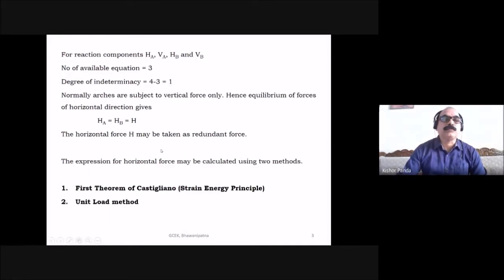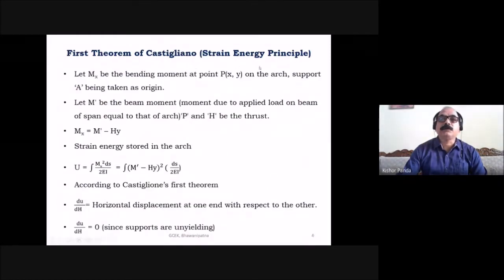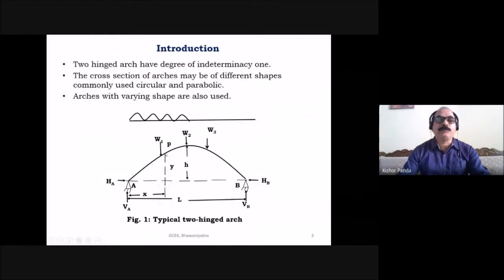First we'll discuss the first theorem of Castigliano, also called the strain energy principle. Let Mx be the bending moment at point P(x, y) on the arch. Let us take one point P here. This point is at a horizontal distance x from the support, and a vertical distance y from the horizontal line passing through A. So the coordinates of P are x and y.